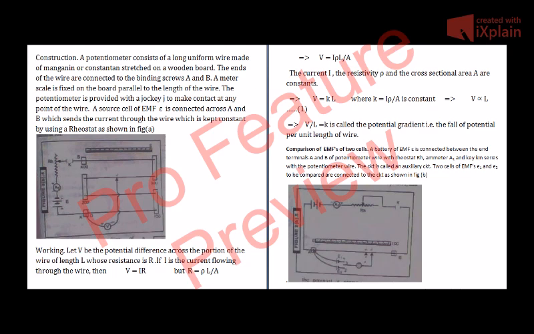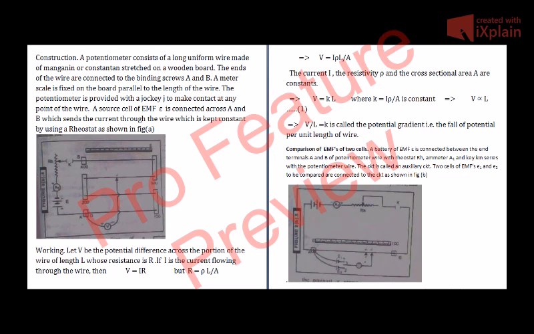The potentiometer is provided with a jockey, and jockey is just like a screwdriver to make contact at any point of the wire. With the help of this jockey, we make a contact with the wire. Then there is a source cell of EMF E, which is connected across A and B, which sends the current through the wire, and the current is kept constant with the help of a rheostat. Rheostat means a variable resistance. With the help of that rheostat, we can keep the current constant.